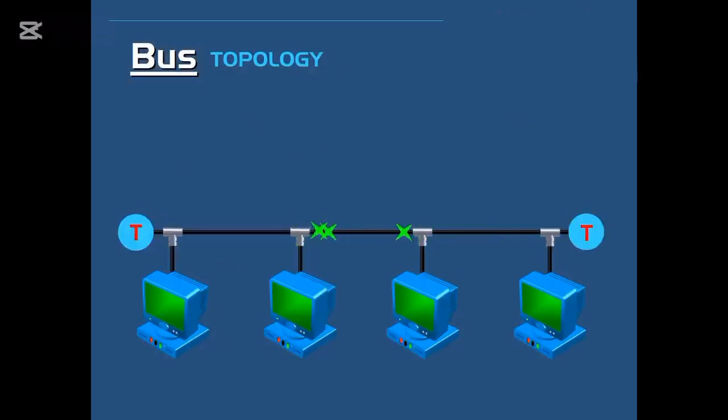The next topology is bus, which is rarely used today. In this topology, every node is connected to a centralized cable, which is normally a coaxial cable, also known as the backbone of the network. The backbone or centralized cable must be terminated at the ends.